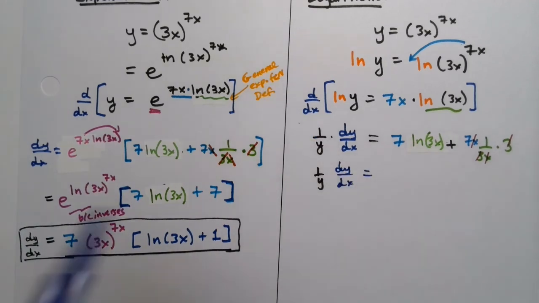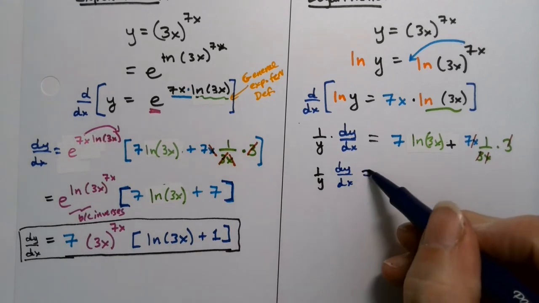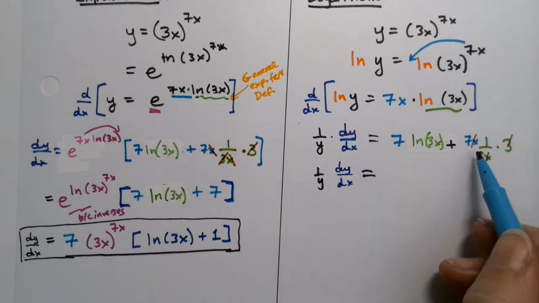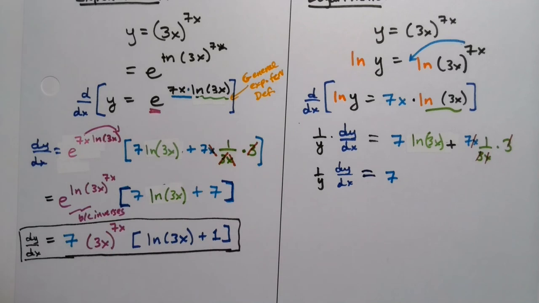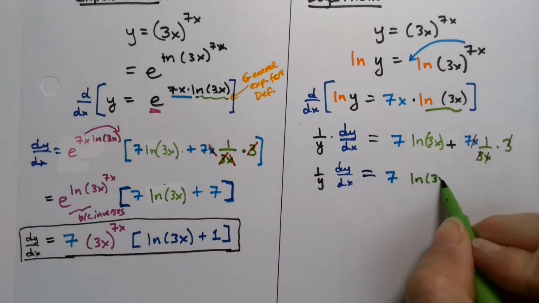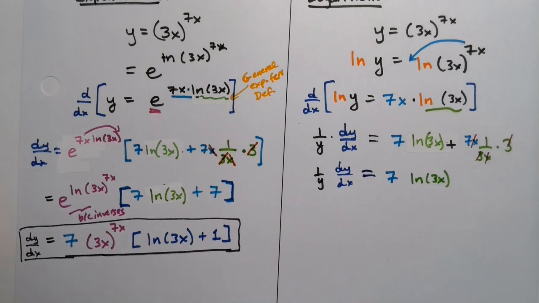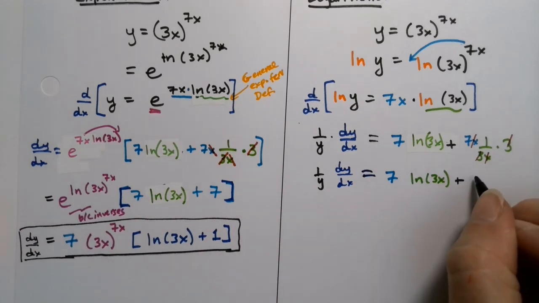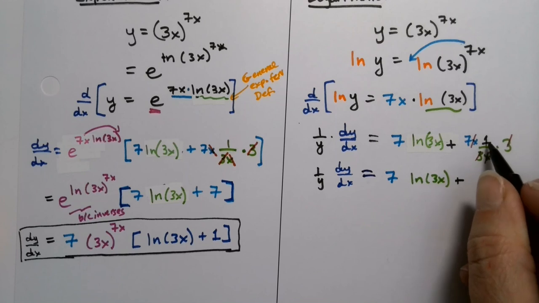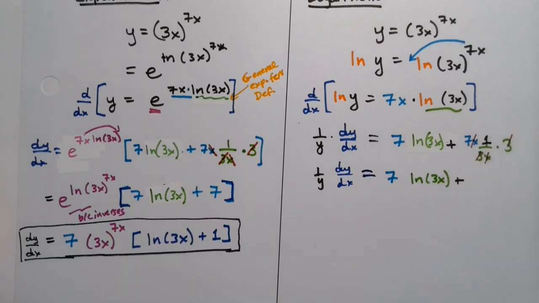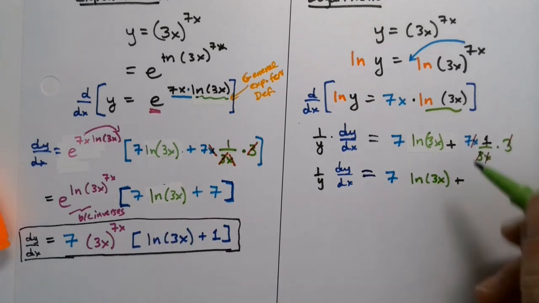is equal to, and then I can factor the 7 out. So there's a 7 in both of these terms. So 7 comes out, it leaves me the natural log of 3x plus 1. Because 1 is all that's left in here, that little 1. So plus 1. I'll write it with a green so you guys can see it.